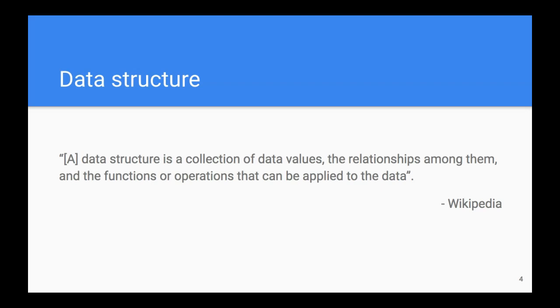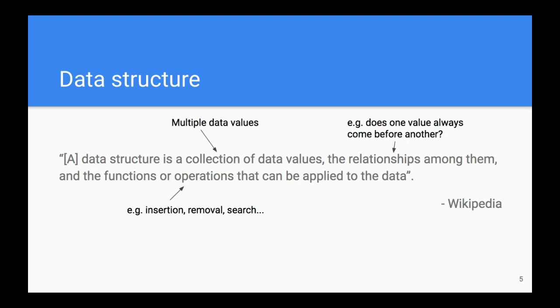Just a quick review of what a data structure is. According to Wikipedia, a data structure is a collection of values. When we say collections, that means we're storing multiple values, right? It's not just a single integer, it's not just a single string, but a dozen or hundreds of thousands, millions of them. Okay, and the relationship among them.